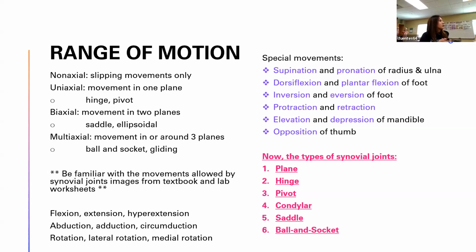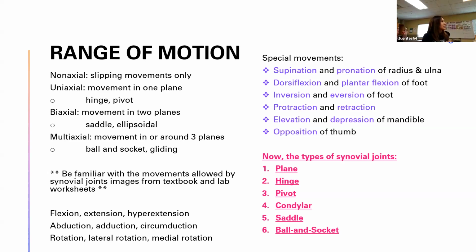So going back this way, range of motion, we have non-axial. These are slipping movements only. Non-axial usually occurs in plane joints. Uniaxial is movement in one plane. This is hinge and pivot. Does anybody know a type of hinge joint? Your elbow, yeah. What two bones is that primarily? Humerus and ulna, good. So hinge joint movement is in one plane. This is what our humerus and ulna do. It's kind of all they do.